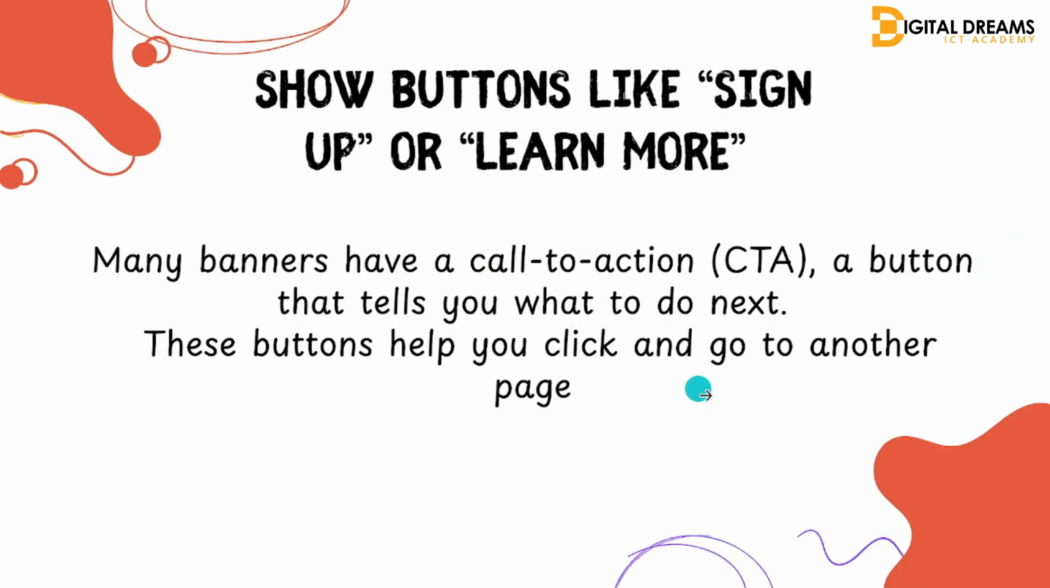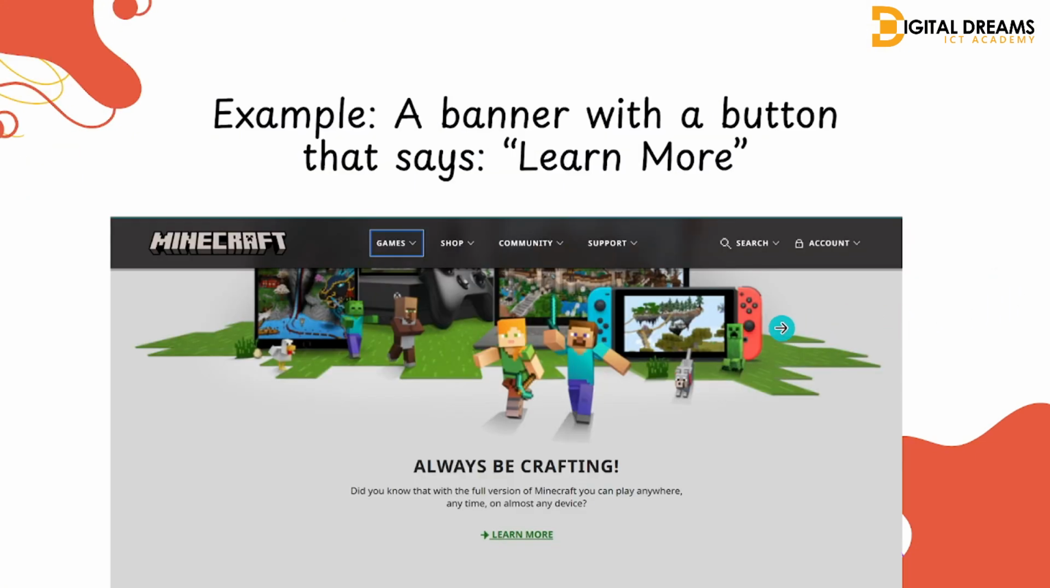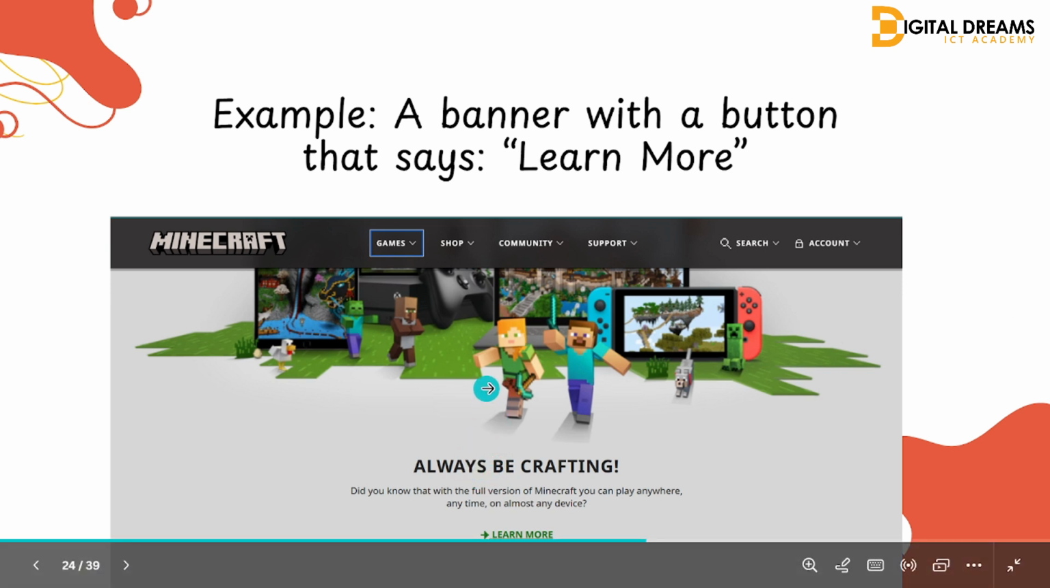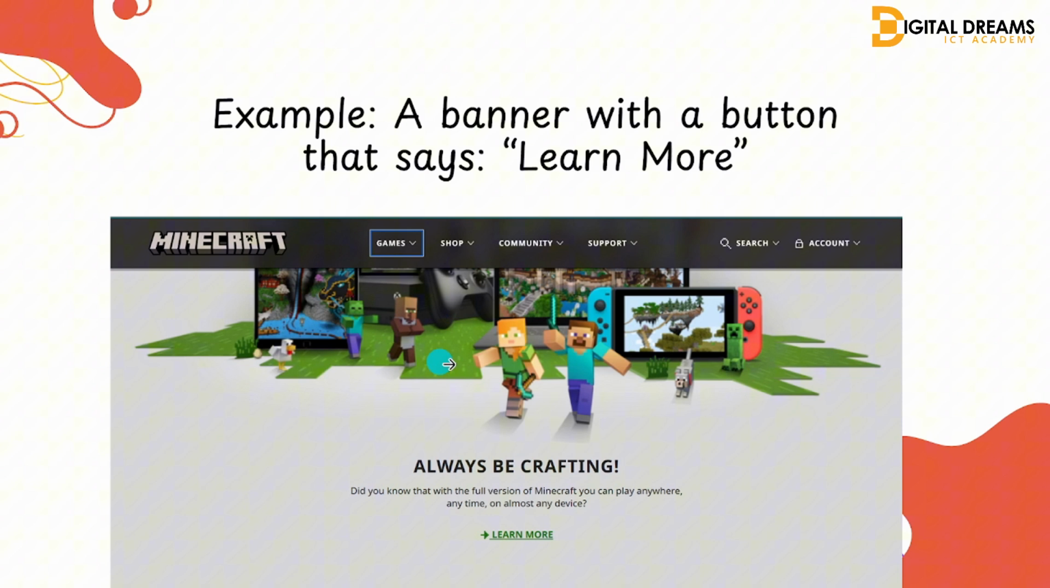We can also use it to show buttons like sign up or learn more. Many banners have a call to action, CTA, a button that tells you what to do. This button helps you click or go to another page. For example, a banner with a button that says learn more. So this is Minecraft's page, their website, and you see, this is a web banner. It tells you learn more, always been crafting. So it tells you learn more. And all this makes your website fun.